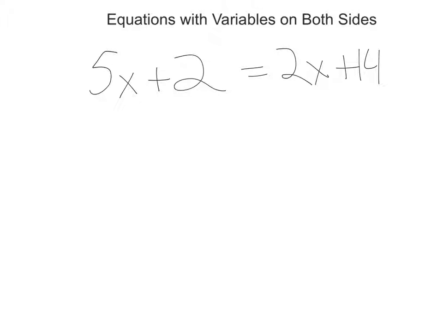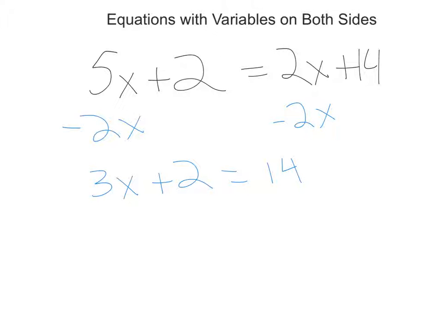One of the things I like to do is limit the number of times I have to deal with negative coefficients. Our coefficients here are 5x and 2x, and they're both positive. So I'm going to have to subtract them from one side or the other. Now, if I subtract 5x from both sides, I'm going to end up with a negative 3x over here. So instead of doing that, I'm going to go ahead and subtract 2x from both sides, leaving me with 3x plus 2 on the one side, and just 14 on the other side, because those cancel out. So now what do I do?